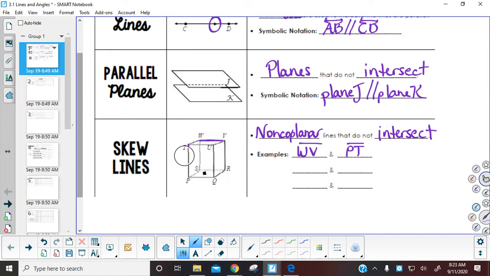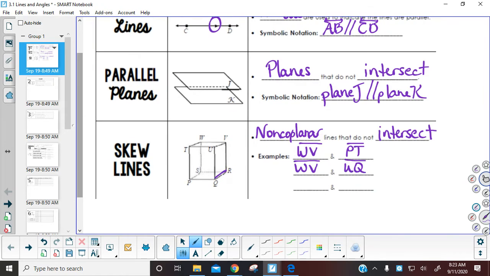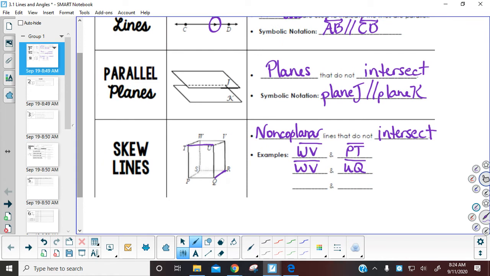Now, besides just the one over your back left shoulder, you would also have the one over your back right shoulder. So we could do WV and Q. Now, let's go ahead and get rid of the WV entirely, and let's look at an example like QR, and then maybe even TU. Those would be another example of skew. We have a lot of skew pairs in this picture. Okay, but the key is they have to be on a different plane, and they can never ever intersect.